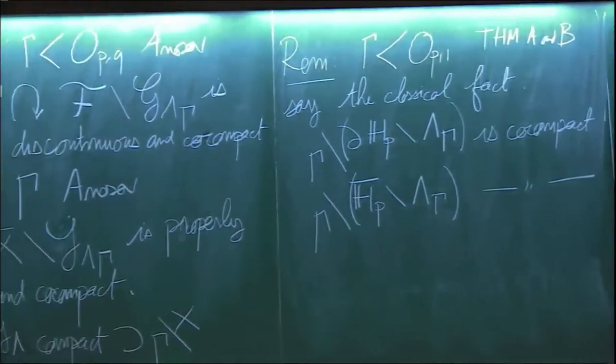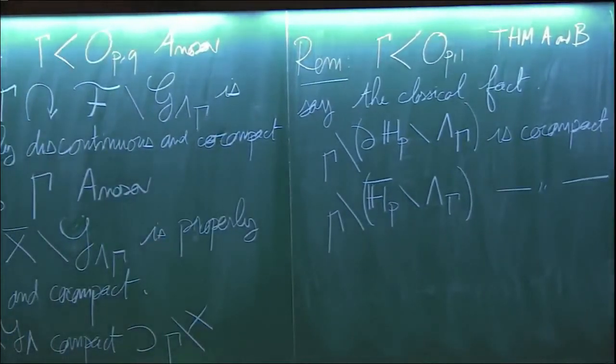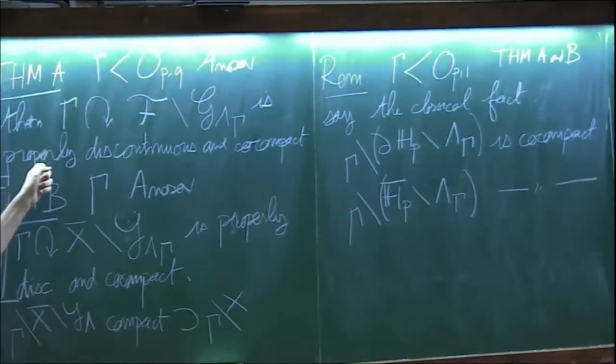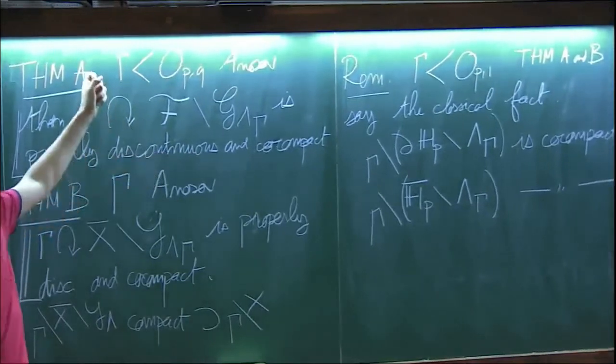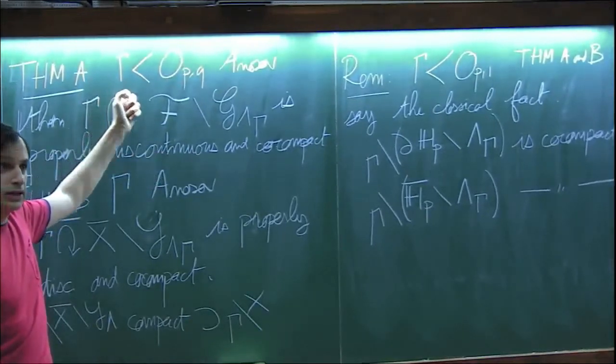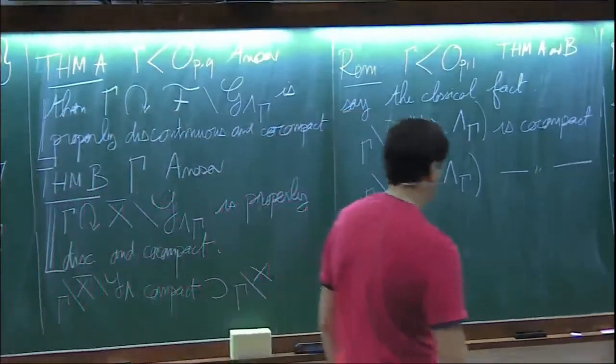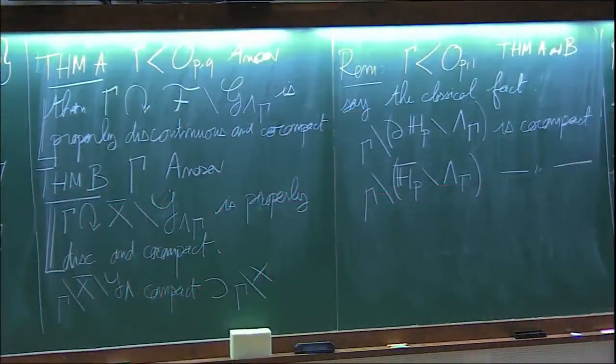And in fact, we'll proceed as follows. We'll prove proper discontinuity in Theorem B and deduce it in Theorem A, and we'll prove co-compactness in Theorem A and deduce from it co-compactness in Theorem B. So this is what we will do, and I think we have plenty of time to do that. This will occupy the rest of my talk, I believe.